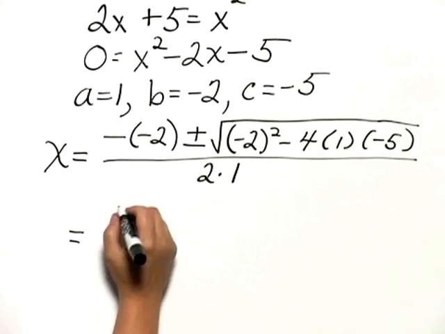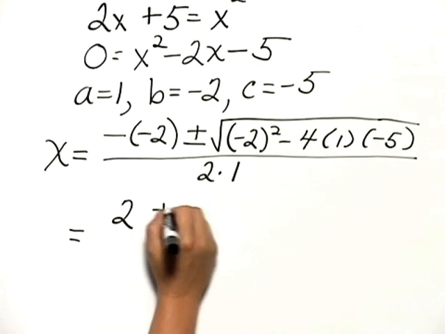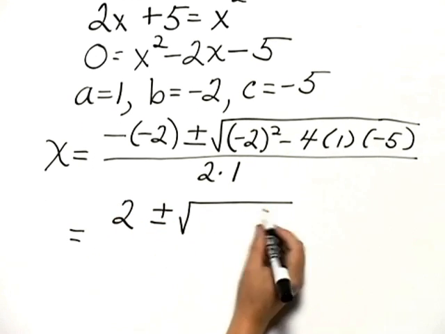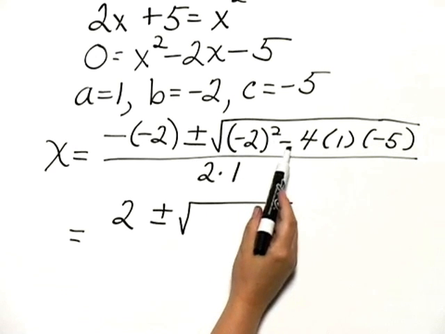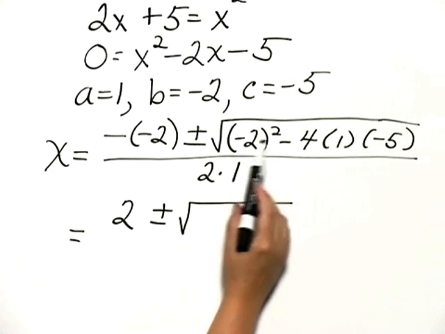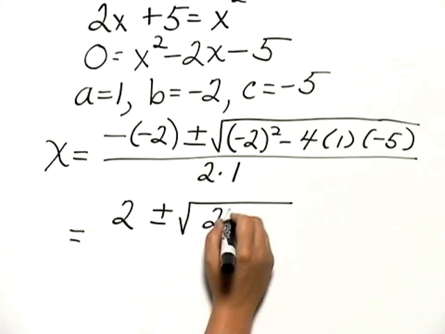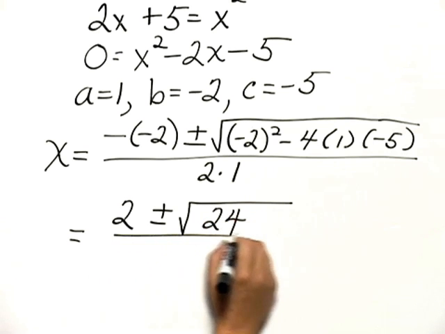Simplifying, the opposite of negative 2 is 2, plus or minus the square root of, this would be 4 plus, minus a negative 20, or 4 plus 20, which is 24, all over 2.